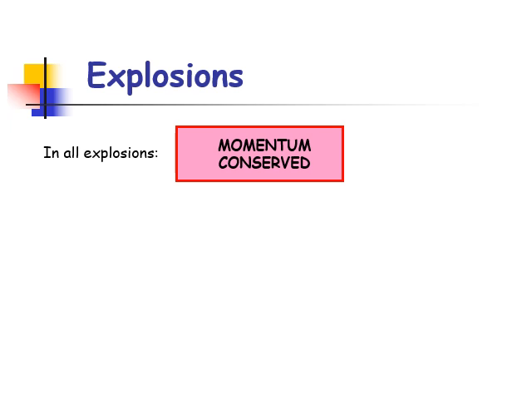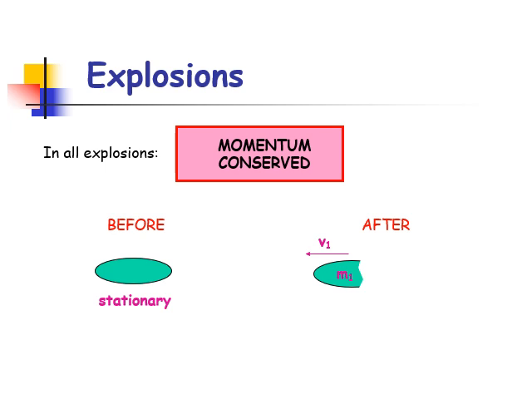So in all explosions, the momentum is conserved. And so if we're looking at the object beforehand, it's often stationary. And we look at it afterwards, we've got one object moving one way with a particular velocity and the other object moving the other way with another velocity. And remember, one of those velocities will be positive and one of those velocities will be negative.